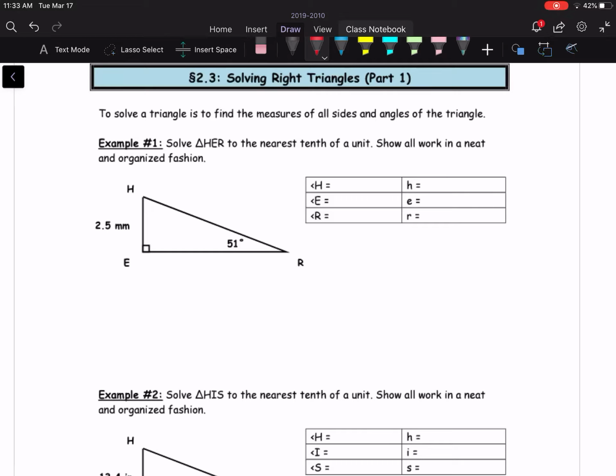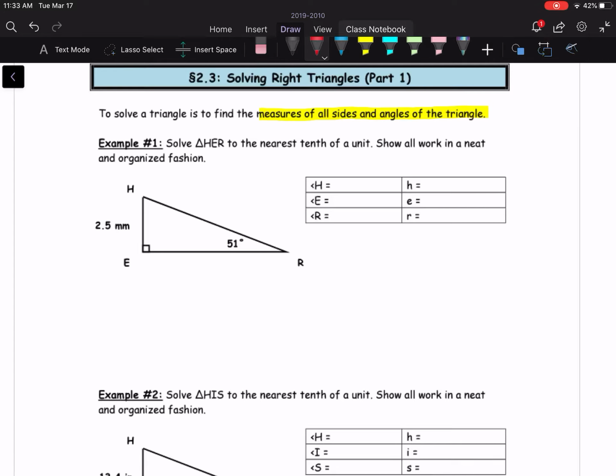In section 2.3, we're asked to solve right triangles. And to solve a triangle just means that we're going to find the measure of all of the side lengths and all of the angles in the triangle. And so there's lots of different ways to approach this.